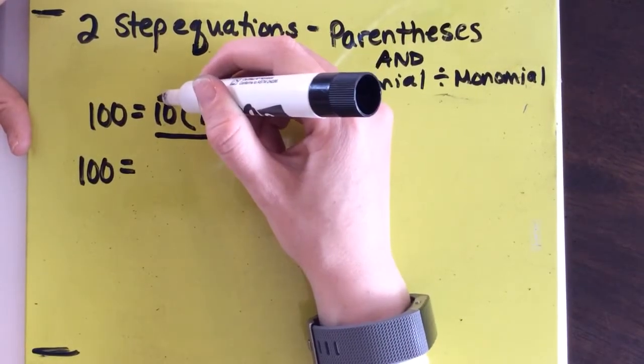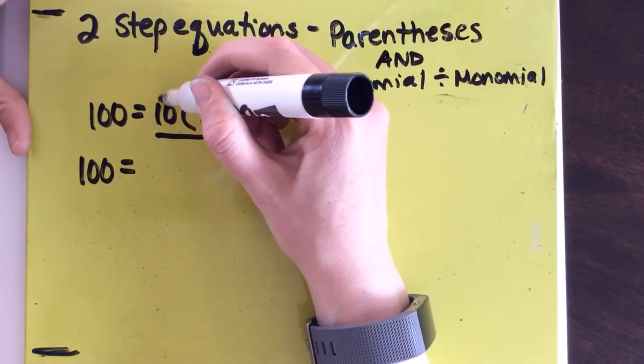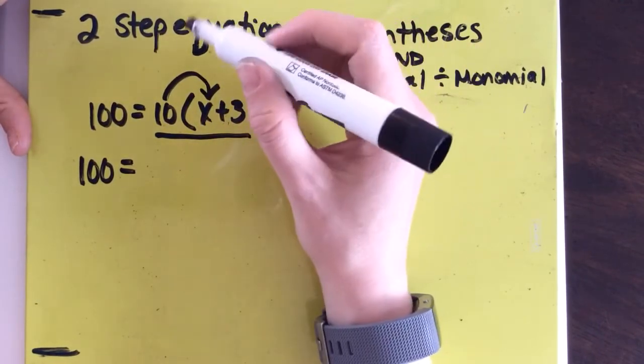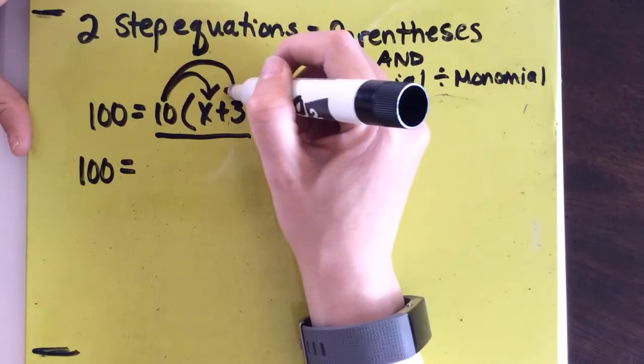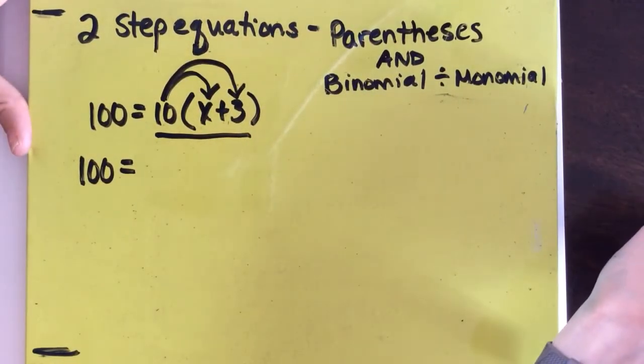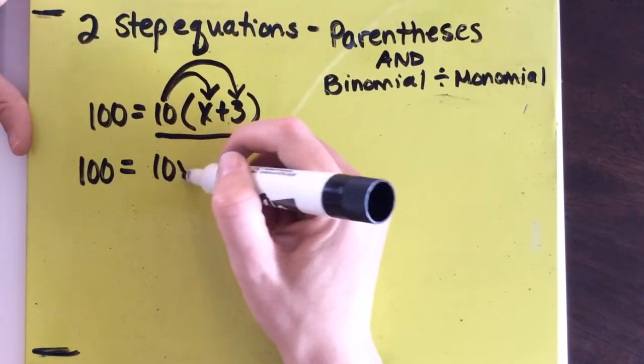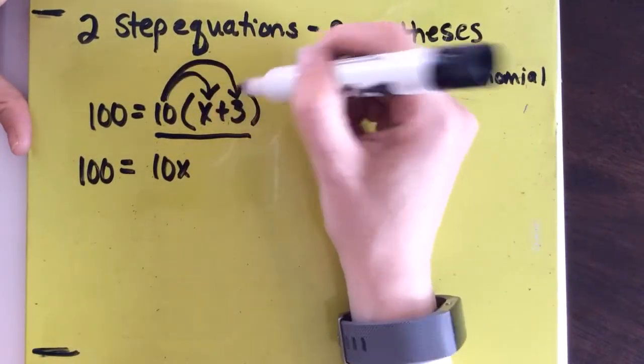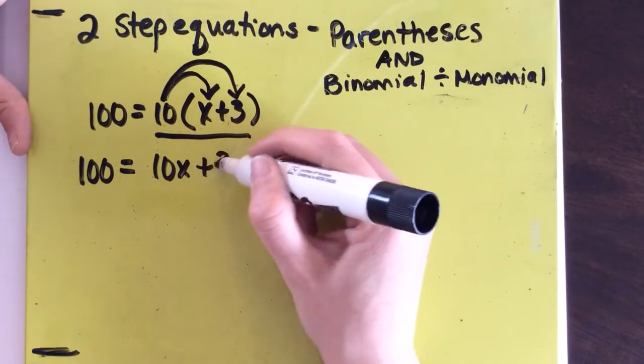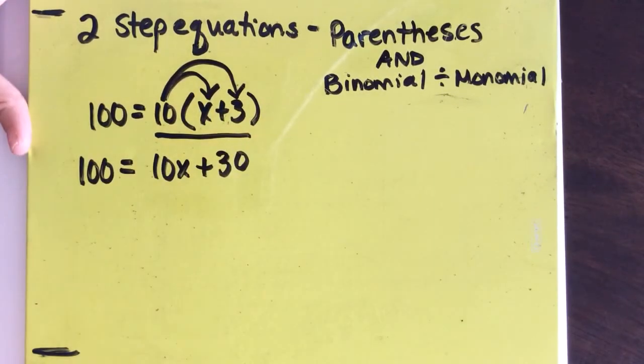And we know the distributive property means you take this 10 and you distribute it, or multiply it, by both of the terms inside of the brackets. So we have a 10 times an x gives us a 10x, and then a 10 times a 3 gives us a positive 30. So now we have two separate terms that we can deal with separately.